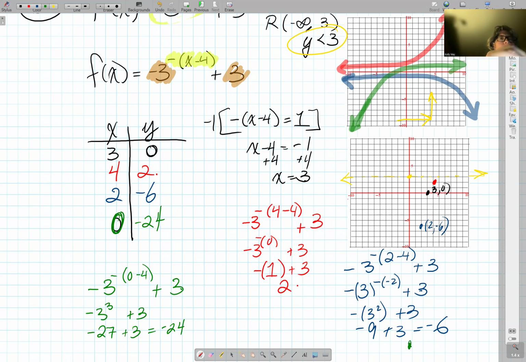All right. So you can see it looks something like this. It's going to come up. It's going to take a turn and go this way.